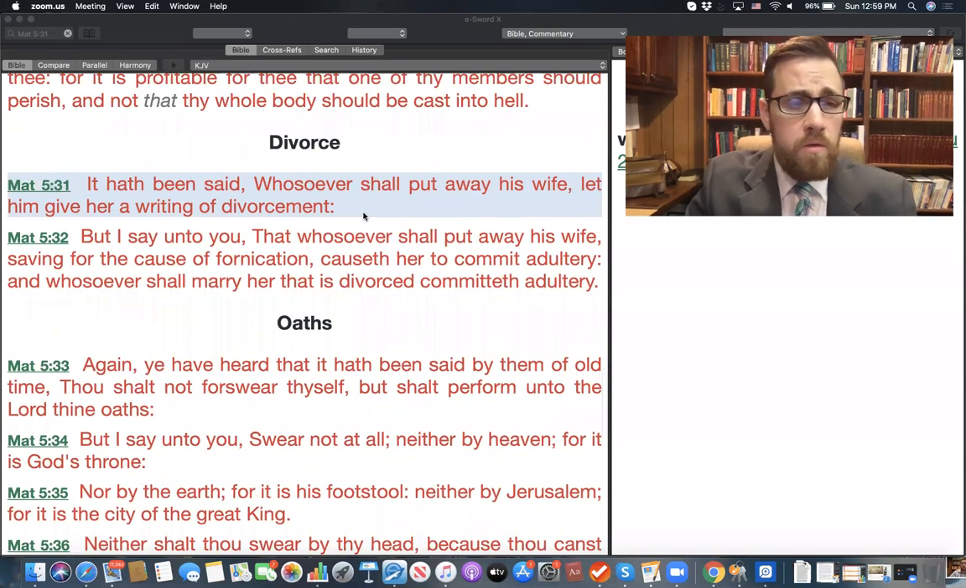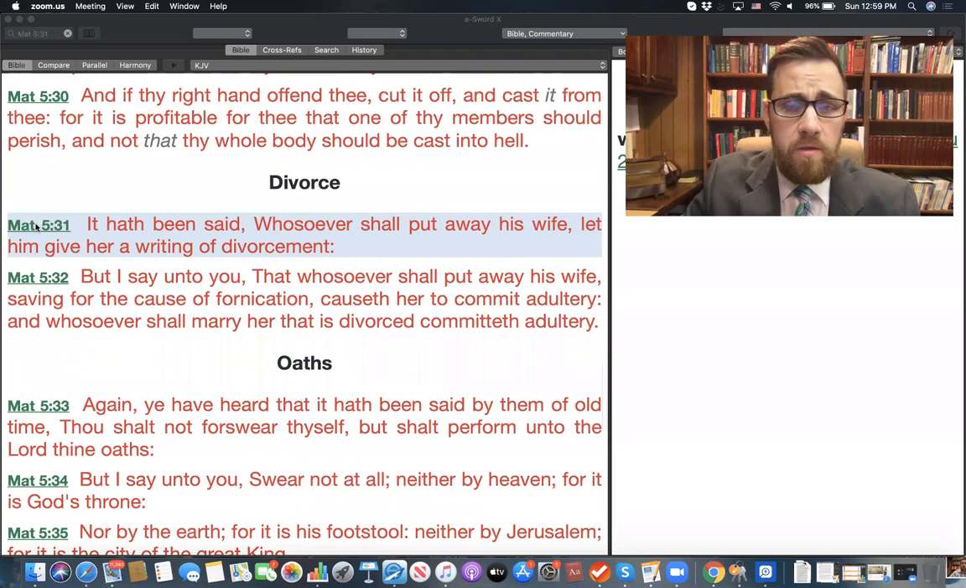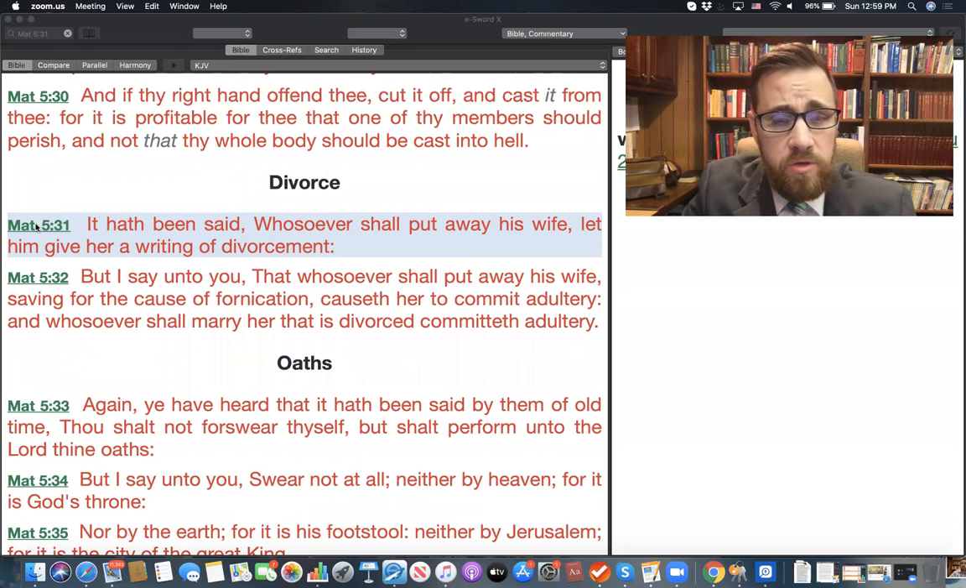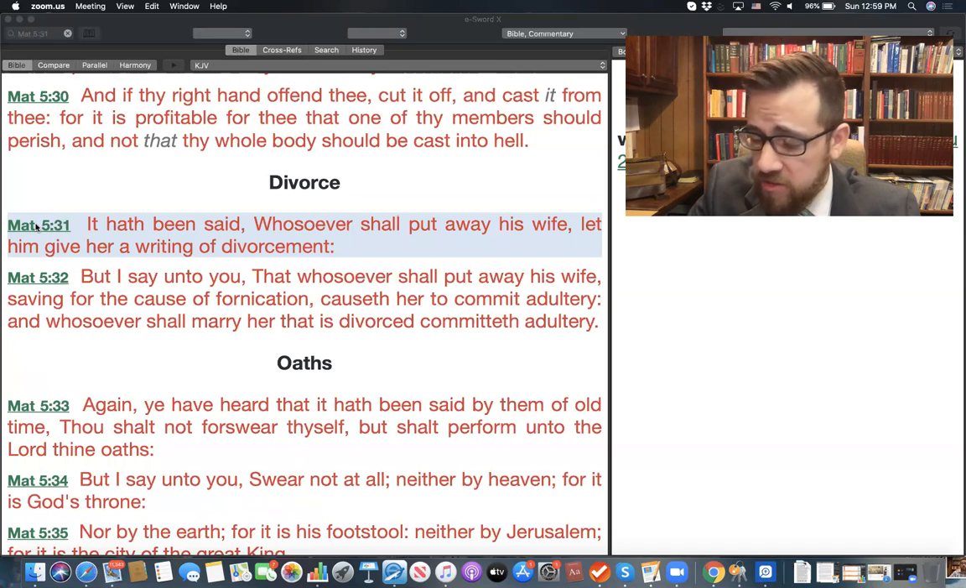Okay, we have here: "It has been said, whosoever shall put away his wife, let him give her a writing of divorcement. But I say unto you that whosoever shall put away his wife, saving for the cause of fornication, causes her to commit adultery. And whosoever shall marry her that is divorced commits adultery." All right, so we have Jesus teaching on divorce.